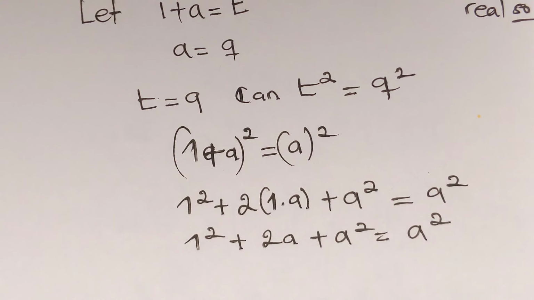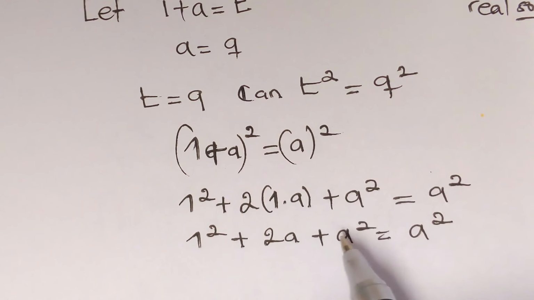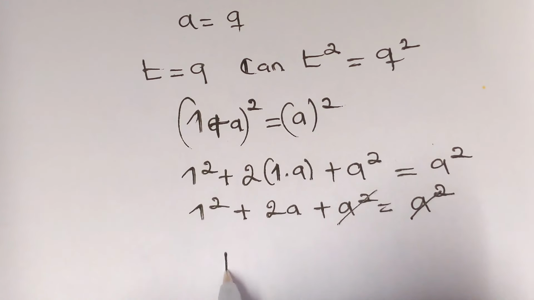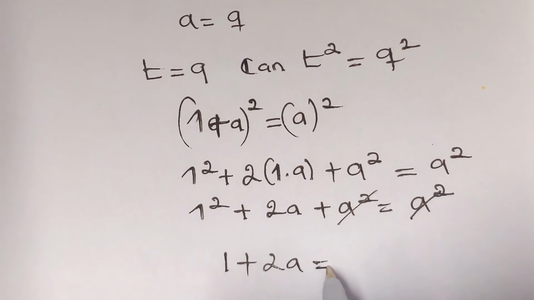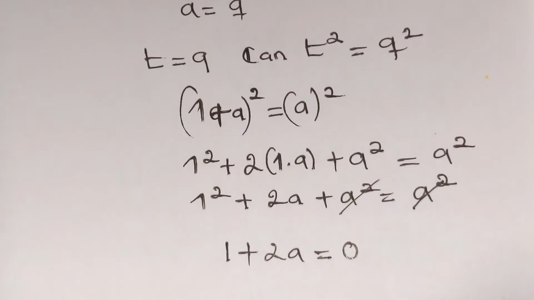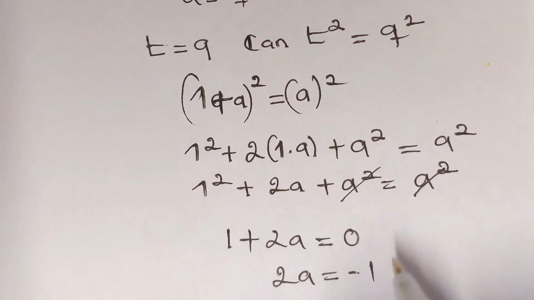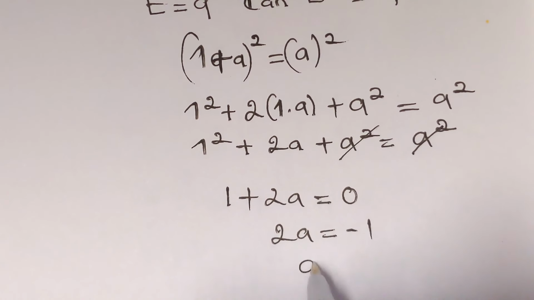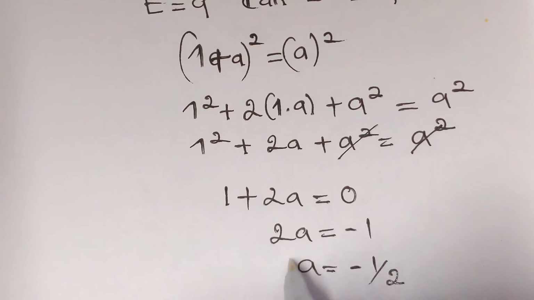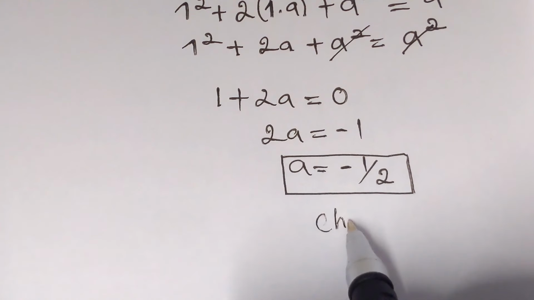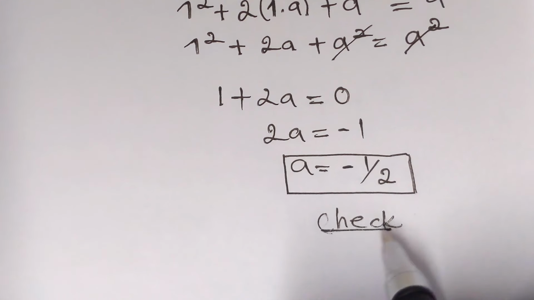At this stage, what can we do? We shall cancel this to get 1 plus 2a equals to 0. Then 2a equals to negative 1, whereas a equals to negative 1 over 2. But here I have to check if our answer is correct.